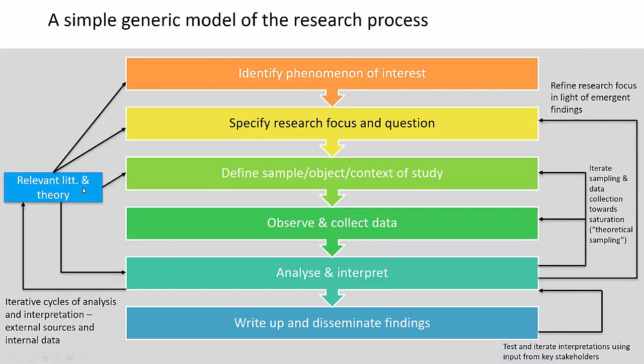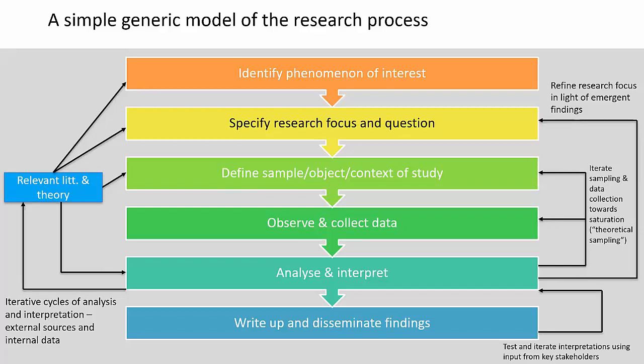So you look at relevant literature and theory and then identify, okay, what do I want to research? And then you use, again, literature and theory, try and find out what other people have done, what is known, what is not known, to narrow down your research question. And then you also can use literature and theory to define your sample. What have other people done? What sort of samples have they looked at?